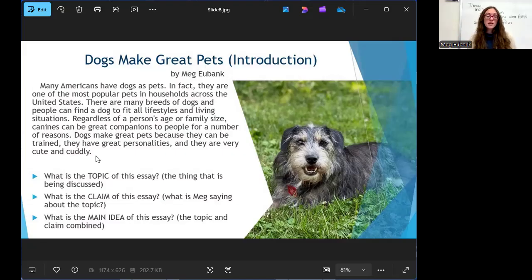So the first reason, they can be trained. Now I could write a whole paragraph on how you can train dogs. Then second reason, they have great personalities. I can write a whole paragraph on that. And the third reason, they're very cute and cuddly. I can write a whole paragraph on that. And this will keep me very well organized. Got the intro, 3 body paragraphs, and then at the end, I would add a conclusion paragraph as well.